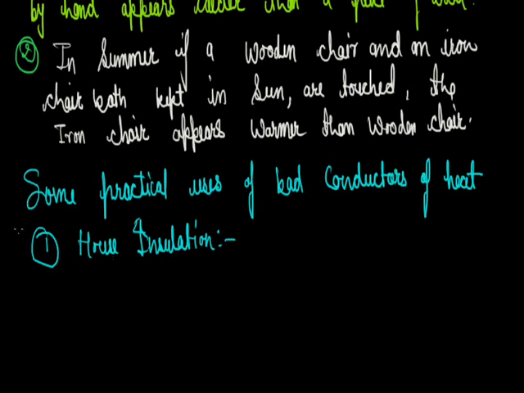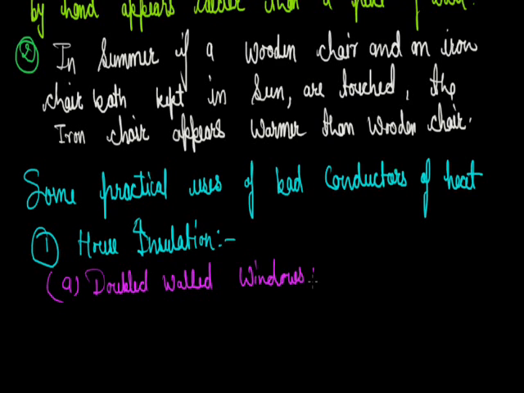As we know, first point in house insulation is double wall windows. In cold countries, the windows in a room are provided with two glass panes with a layer of air in between. Why? Since air is a poor conductor of heat, it checks the conduction of heat from the room to the outside in winter or the conduction of heat from outside to the room in summer.